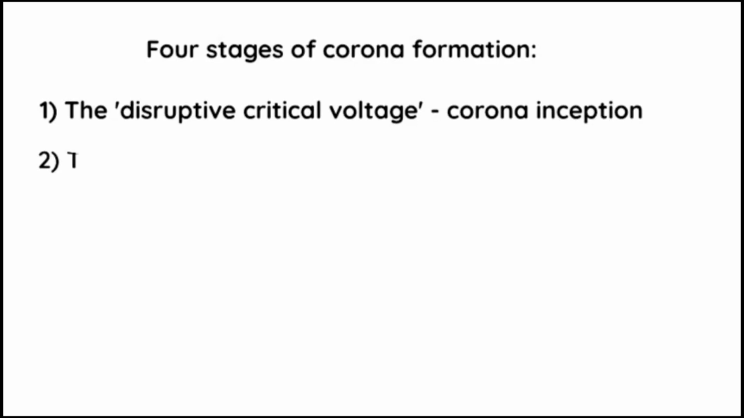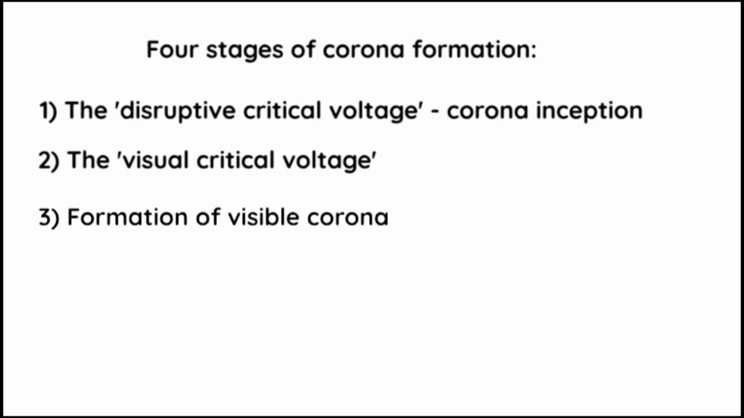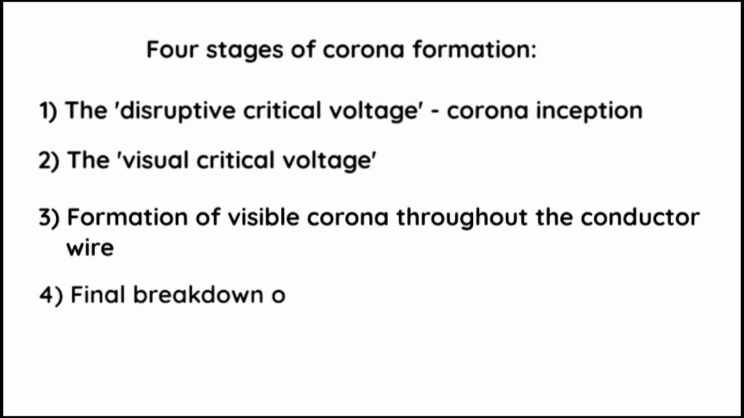If the voltage is further increased, a visible violet glow will be formed as patches along the conductor. This voltage is the visual critical voltage. As the voltage increases furthermore, the visible corona is formed throughout the conductor, and finally the medium will break down.